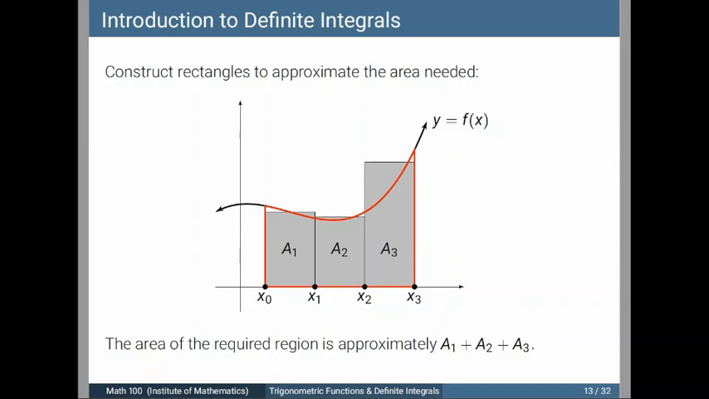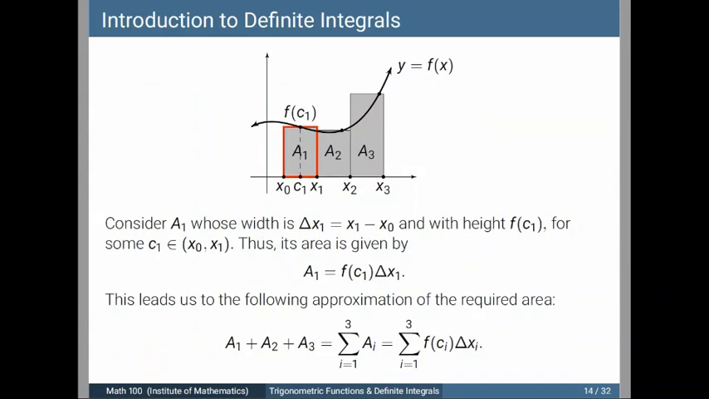In this illustration, we denote by A1 the area of the first rectangle, A2 for the second, and A3 for the last. So the region that we want has area approximately equal to A1 plus A2 plus A3. All that is left to do is to find these individual areas. For instance, for the first rectangle, A1, we know that the area of a rectangle is width times height. For the width, it is x1 minus x0, and this difference we will call delta x1.